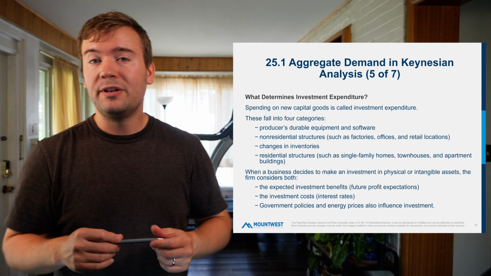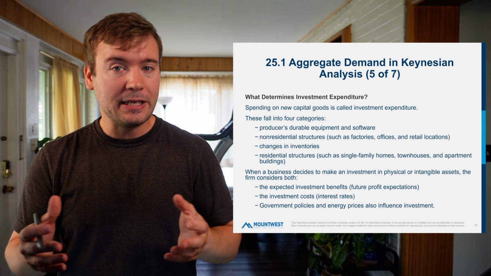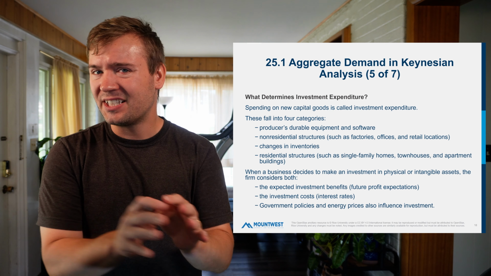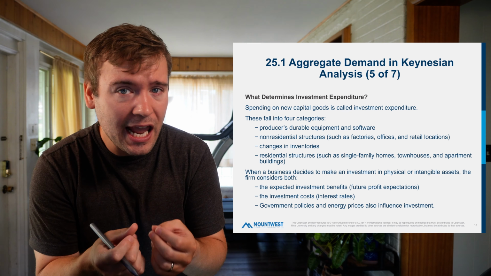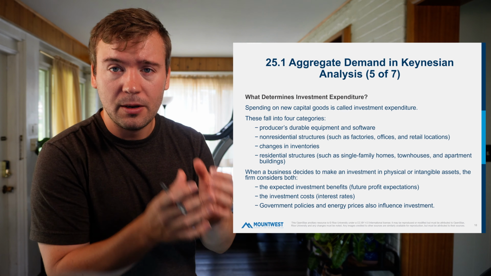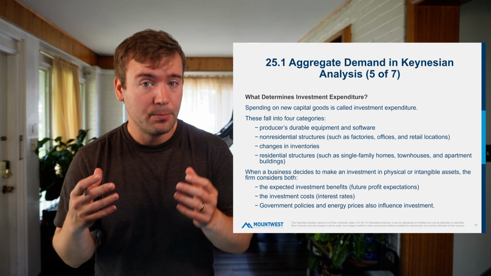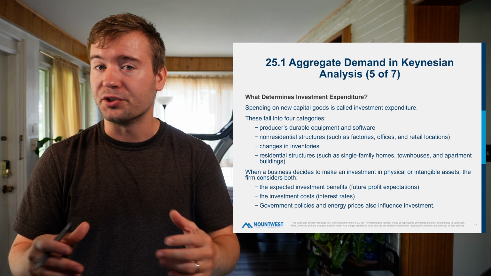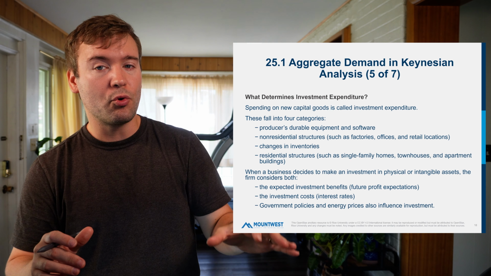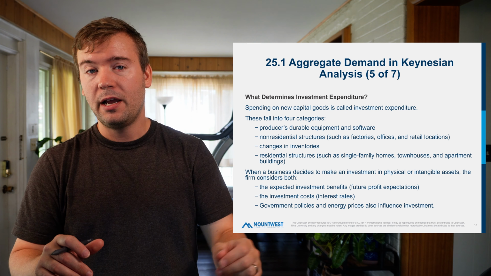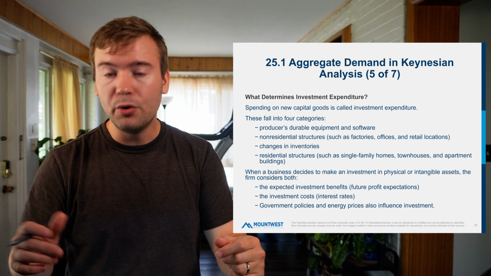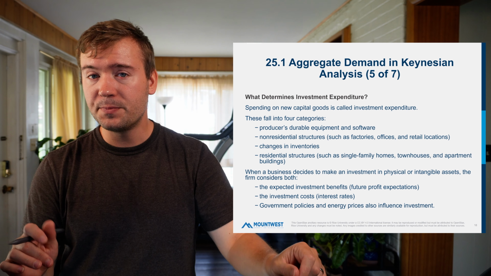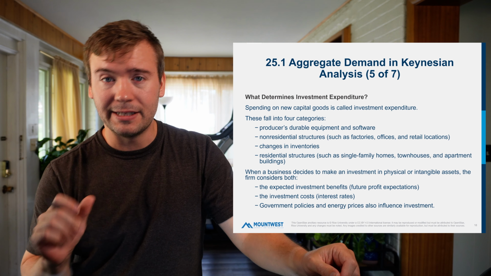So next we turn to investment expenditure, which is the spending on new capital goods by businesses. This isn't just financial investment in stocks or bonds, but rather spending on tangible assets that enhance future productivity. That category includes producers' durable equipment and software, non-residential structures like factories or office buildings, changes in inventory, goods that have been produced but not yet sold, and also residential structures like new homes or apartment buildings. So while businesses undertake the first three types of investment, households are responsible for those residential structures.